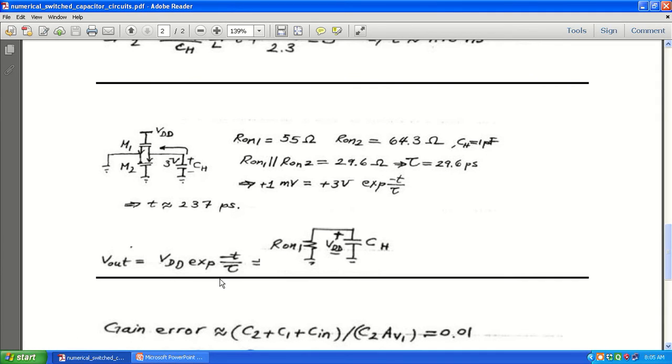Thus we know that for this kind of RC network, the output voltage V output is equal to VDD e raised to the power minus t by tau. In this case, Vout given right now is 1 millivolt, which is equal to VDD, given as 3 volts, times e raised to the power minus t by tau, with the tau we have calculated. Thus we get the time t as 237 picoseconds.